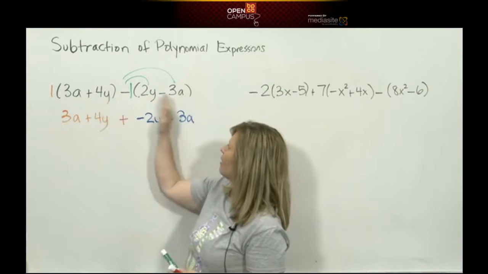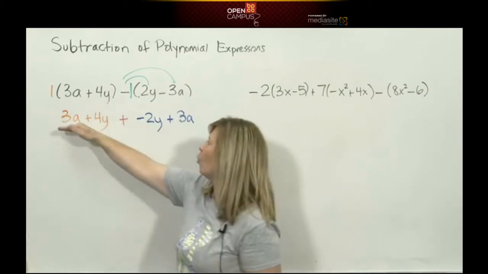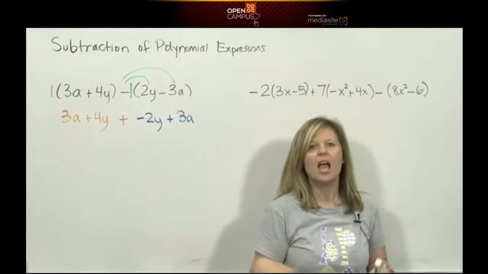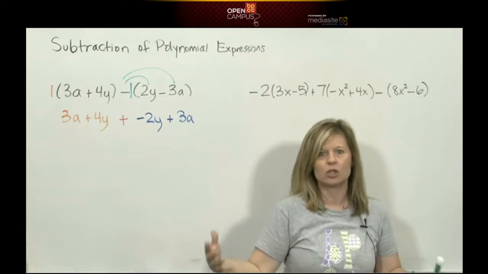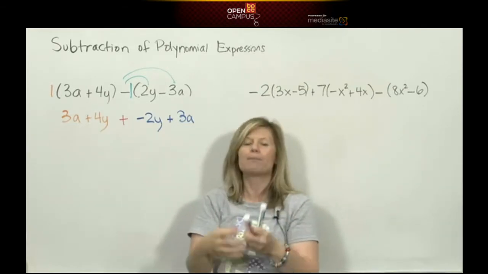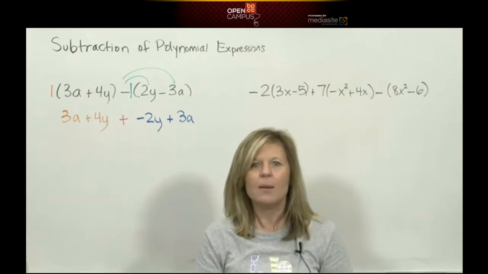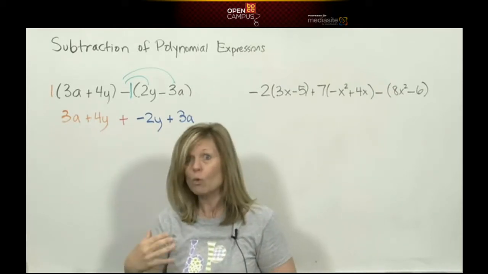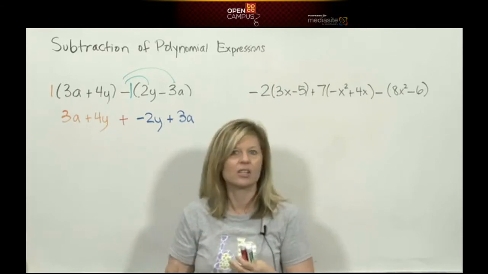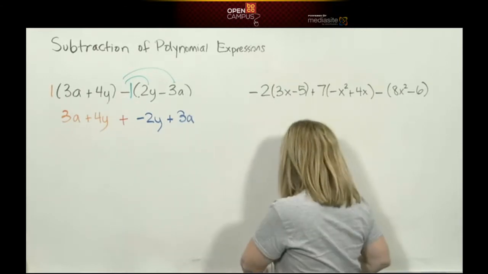No. Now that we've gotten rid of the parentheses, we have 1, 2, 3, 4 monomials, and our job is now to collect like terms. Bring together who's alike by addition or subtraction. Remember, we know we're going to add if the signs are the same. We know we're going to subtract if the signs are different. So first, let's find our like terms.